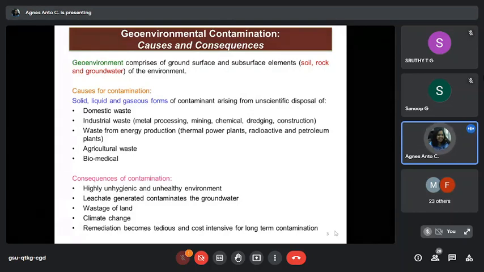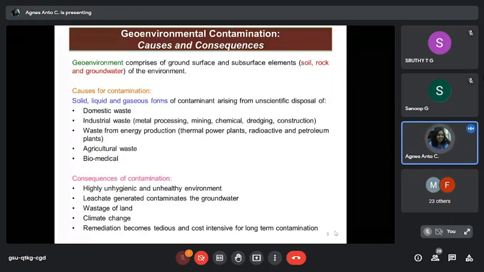Then dredging industry. We know that India has a very large coastline, so maintenance dredging, especially during monsoon season, is a very prominent activity. So what to do with these dredged-out sediments. Then the construction industry, like the construction and demolition debris. So those are the wastes from the industrial sector. Then we have waste from energy production. We have thermal power plants. The waste is fly ash and bottom ash, and we have intensive research on various sustainable applications of fly ash and bottom ash. Then radioactive waste.